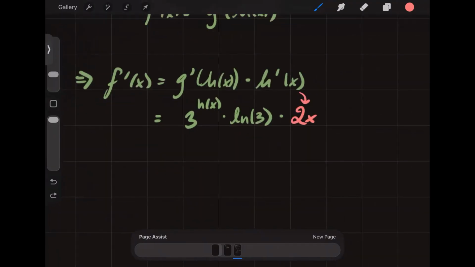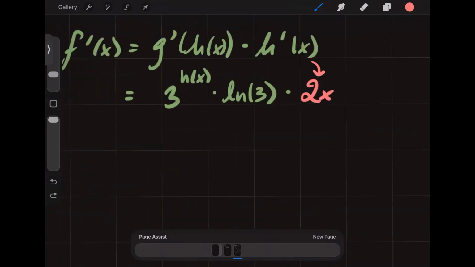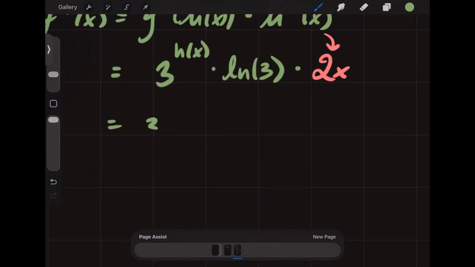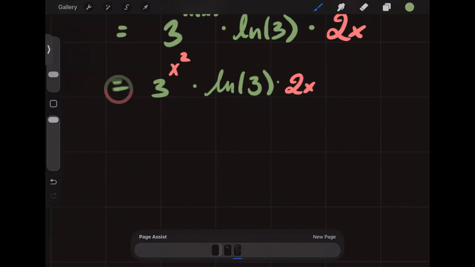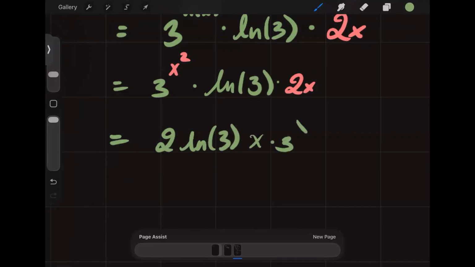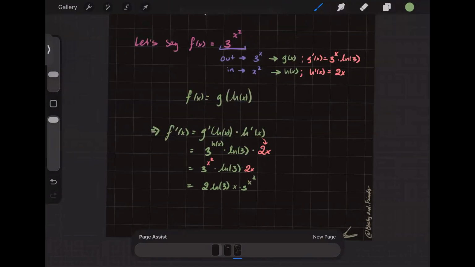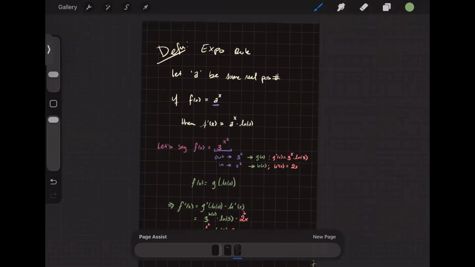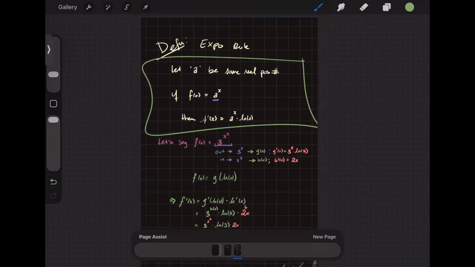Okay. But wait, we know what h of x is. We know that h of x is going to be x squared, right? Like that. And then this is just kind of business as usual, right? Which if you really want, you can rewrite as 2 ln 3 x times 3 to the x squared, right? That means you can also have a more generalized form, right?